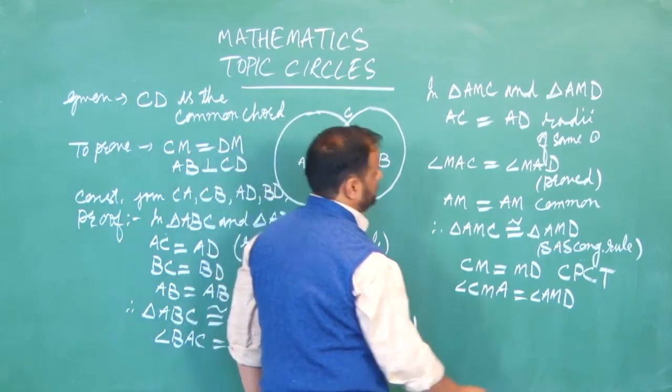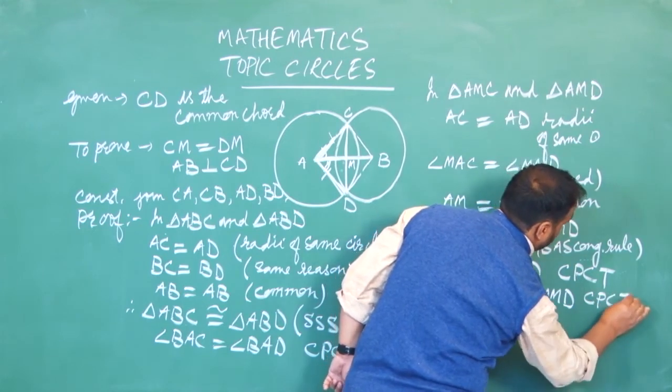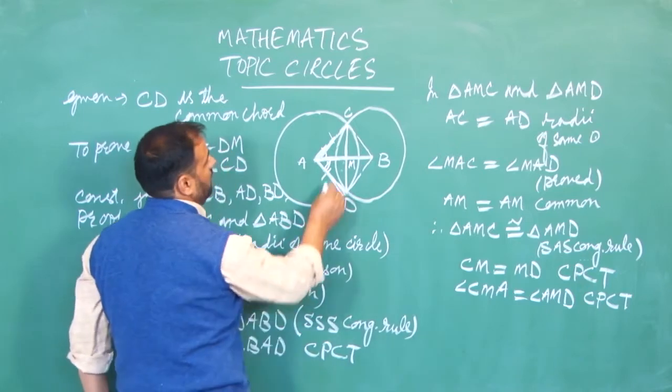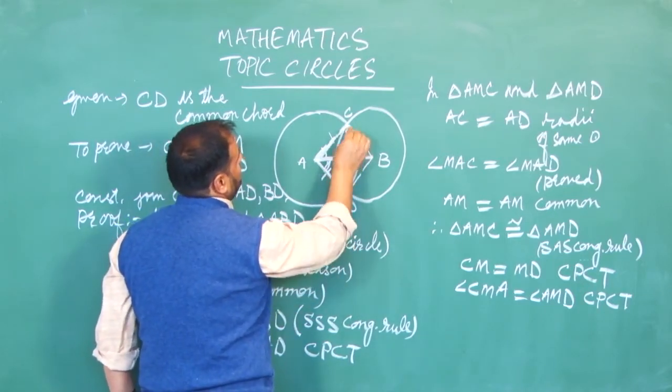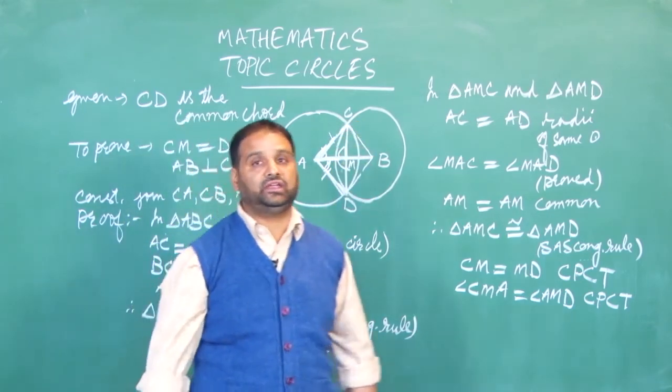Why? Because the triangles are congruent. These are the corresponding parts of congruent triangles. The reason is CPCT. Now, when you take these two angles together, the sum of these two angles forms a line, and CD is already a line.